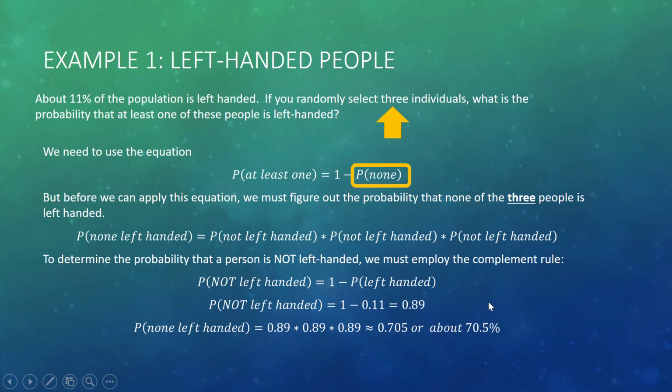So we need to find the complement of this probability, and we do that by subtracting it from 1, and we find that the probability of at least one of those 3 people being left-handed is about 29.5%.